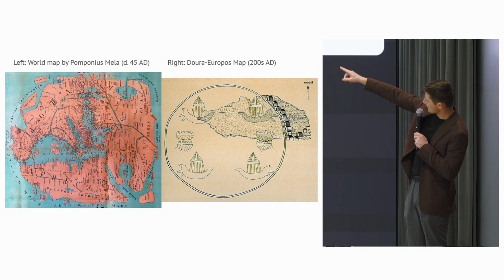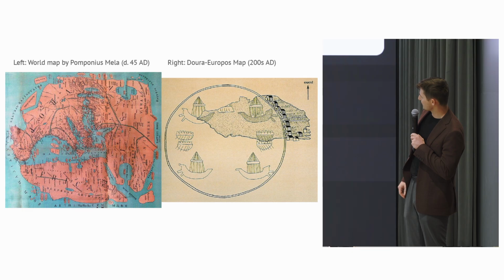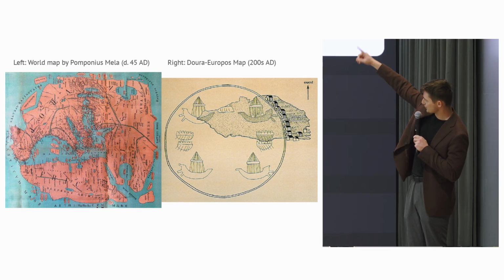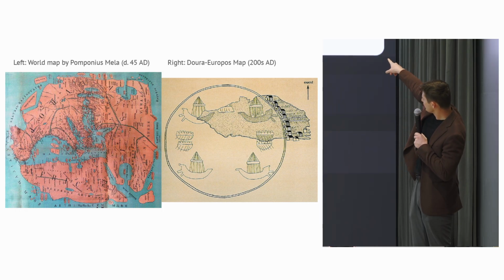Because what's at the center? We have Italia and Greece, the two centers of the Mediterranean world at the time, and everything else filters out in a circular pattern from there. And then this one, this is really interesting.